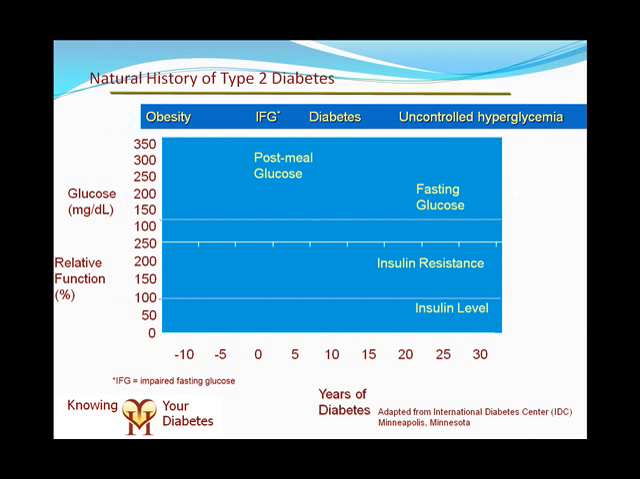So if you look on the graph here, going from left to right, it's the natural progression of diabetes, from obesity to an impaired fasting glucose or an elevated blood sugar, diabetes, and uncontrolled diabetes. So the first graph here shows the insulin levels will drop over time. And at the same time, your blood sugar after you eat, or your post-meal glucose, will increase as the insulin levels decrease. And that'll result also in an increase in fasting glucose, or blood sugar.